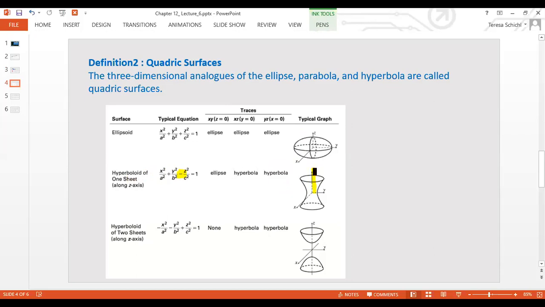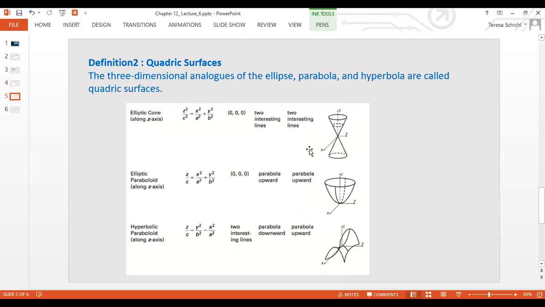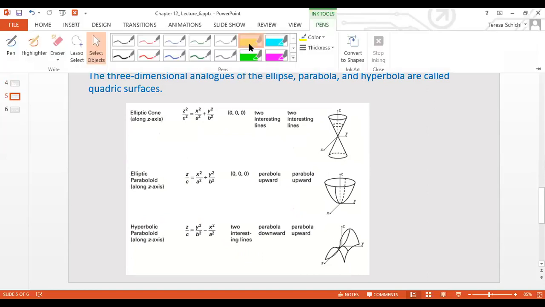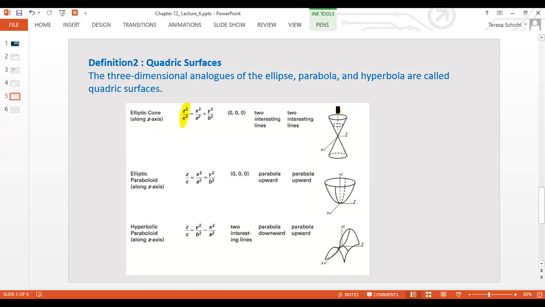So that's why the graph goes with the z, it's parallel to z. For the two sheets here, it goes with the z, and the z here has a positive sign. So that's why it goes with the z. The next one here is the elliptic cone. For the elliptic cone, you take a look also, because here this is z squared, right? So that's why the z-axis is here.